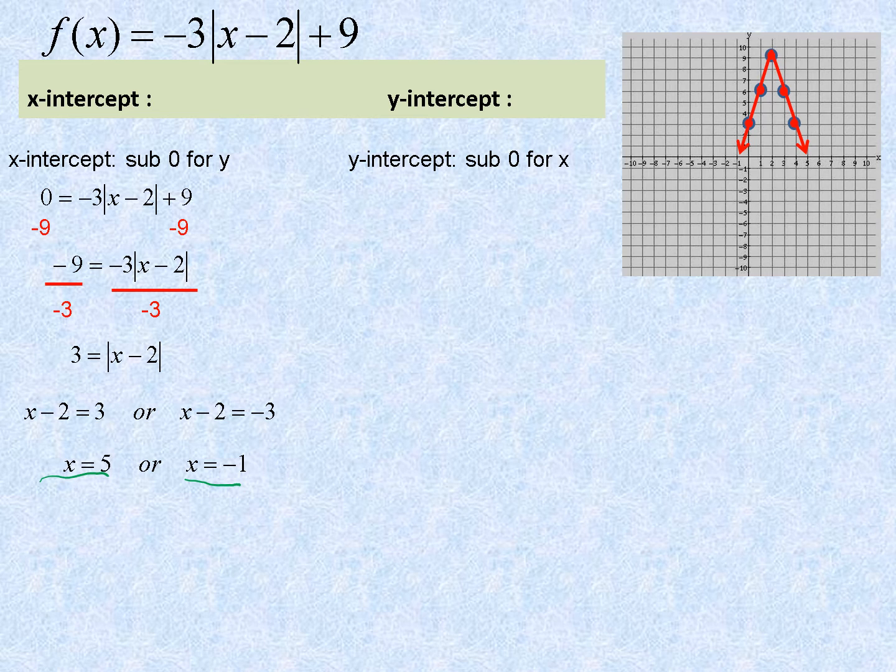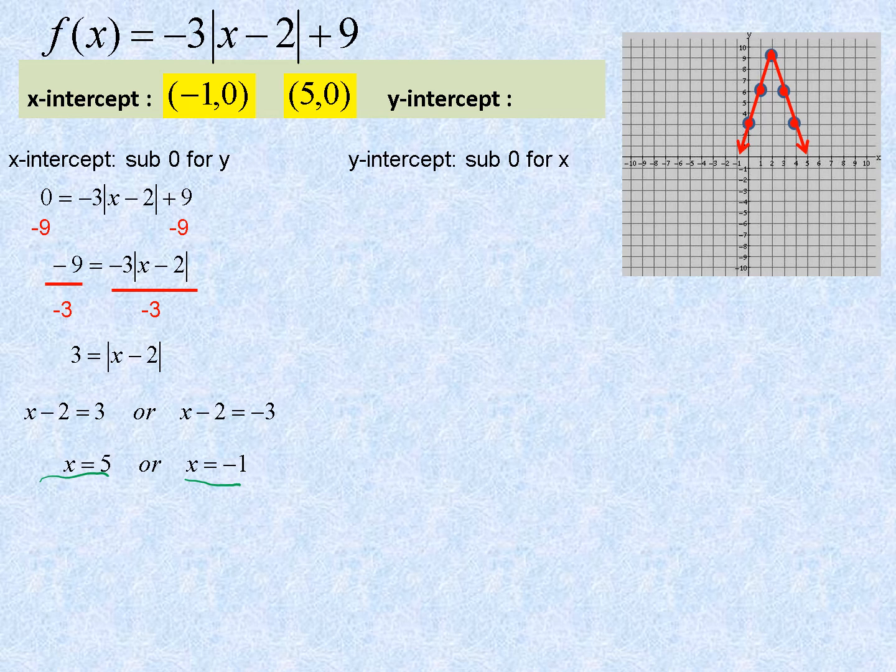And this is where you will lose points for formatting. Okay, you have to write your x-intercept as coordinate points. So that's going to be -1, 0 and 5, 0. Remember, you have to write them as coordinate points or else you are going to lose credit.